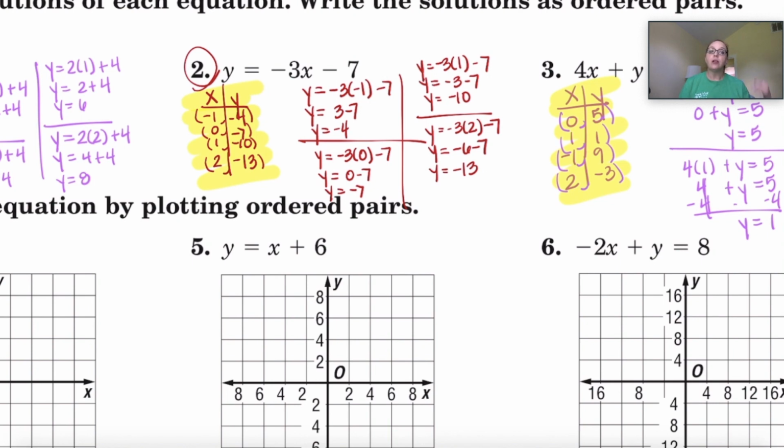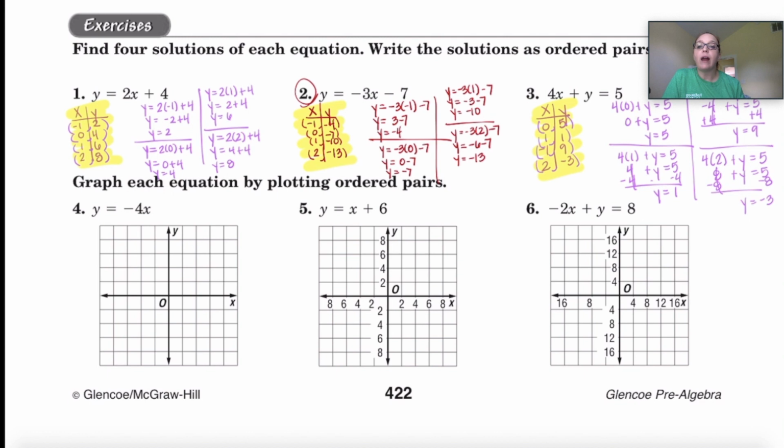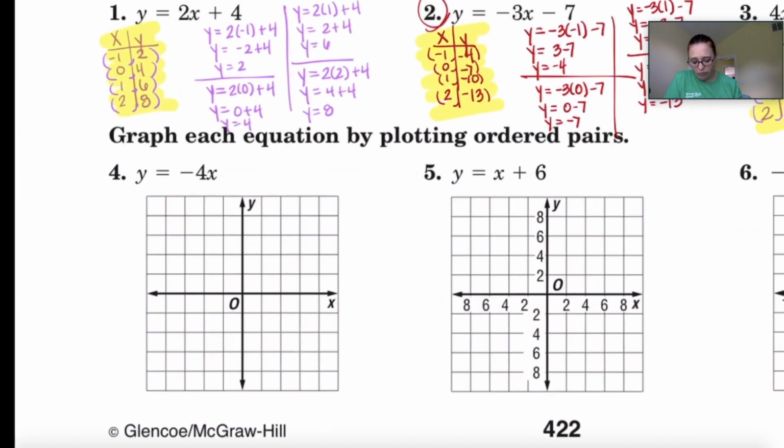Okay, so let's look at the next section. Now we're going to graph each equation by plotting ordered pairs. So this is basically just taking what we did a step further. You're going to start off the same way, finding 4 solutions to the equation, and then you'll use those solutions, those ordered pairs, plot them, and then graph the equation. So let's start off with number 4.